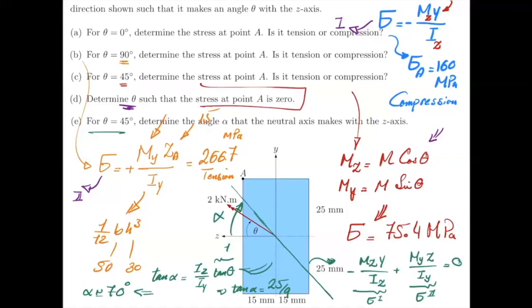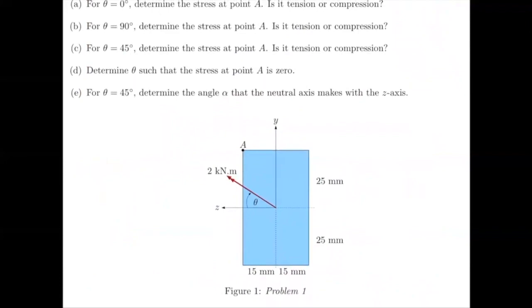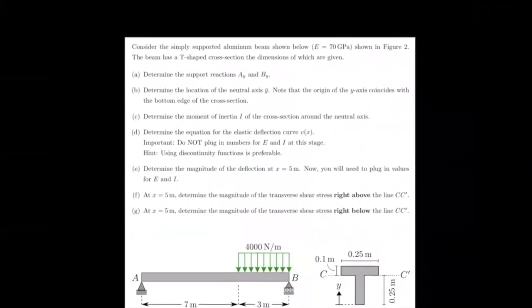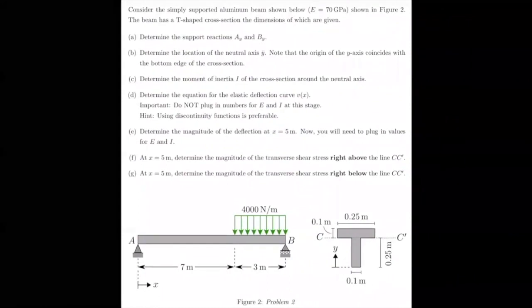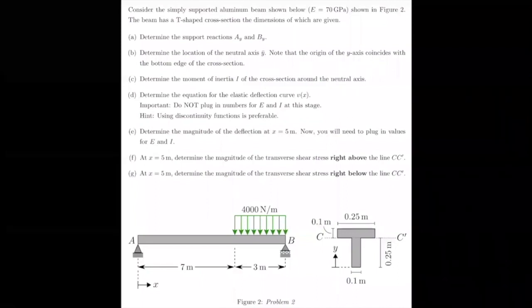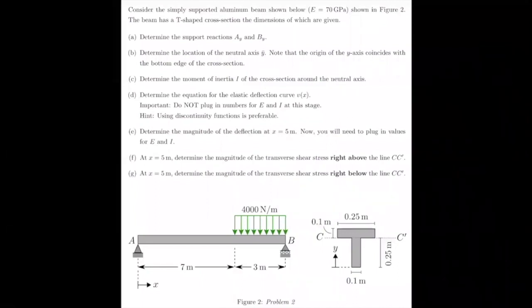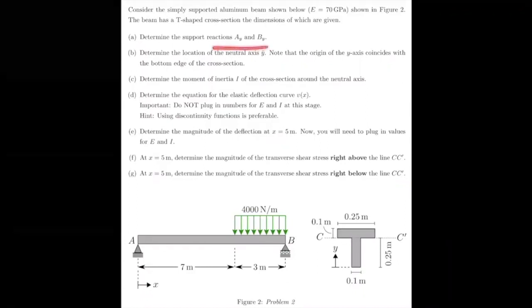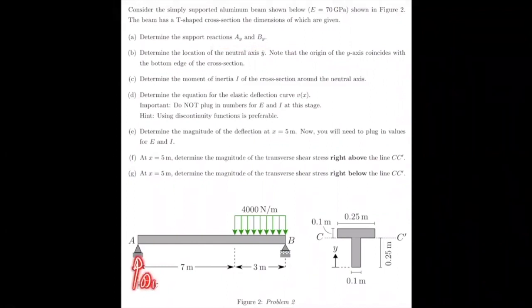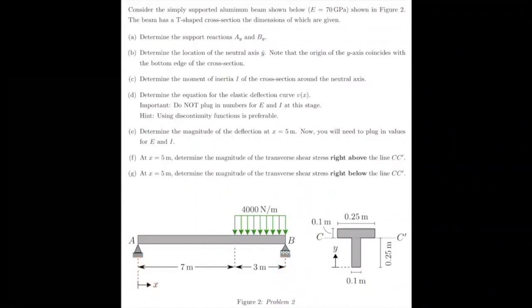All right, so then I go to the next example. I clear the page here. So that was our first example. The second example is here. Consider the simply supported aluminum beam shown in the figure. E is 70 gigapascal. The beam has a T-shaped cross section. Determine the support reactions AY and BY. So there would be reactions here that we need to calculate from a free body diagram. Determine the location of neutral axis Y bar.